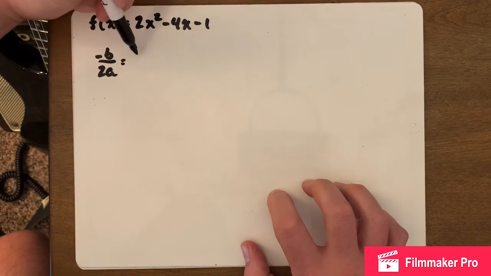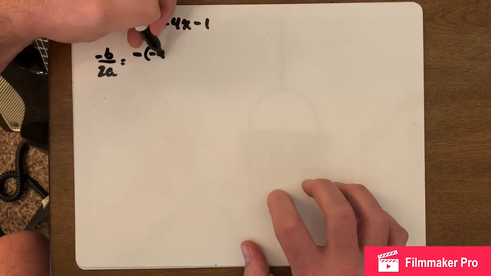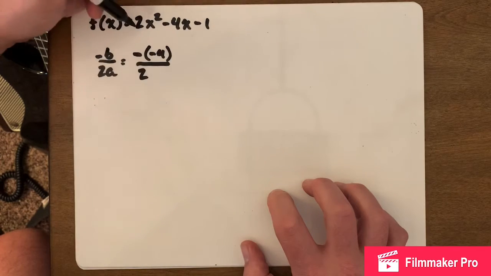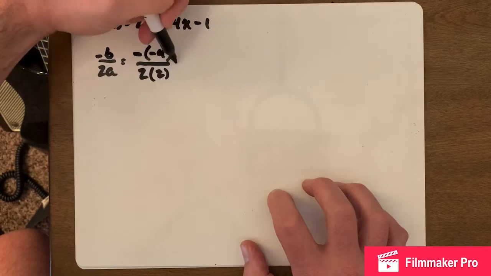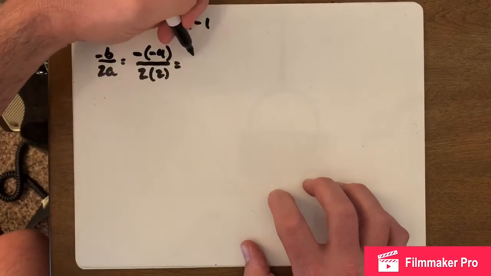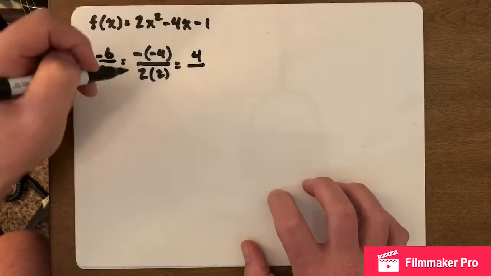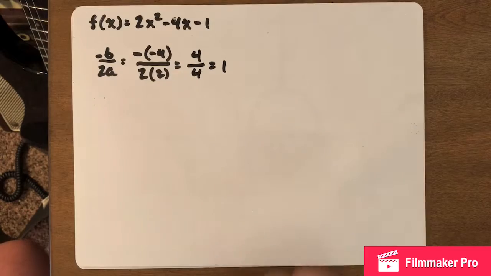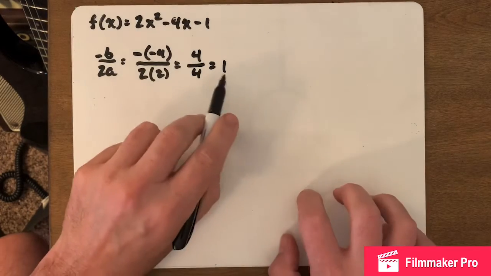which is going to give us opposite negative 4. I'm using parentheses because if I don't, I'm going to run into some serious trouble, over 2 times 2, because a is 2. Okay, now let's see what that does. Negative, negative makes positive when they're side by side. 2 times 2 is 4. And so I just get a 1 right for this one. That's my x coordinate of the vertex.